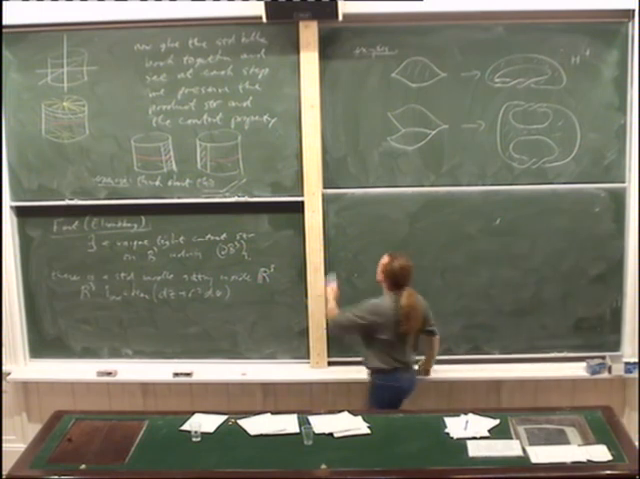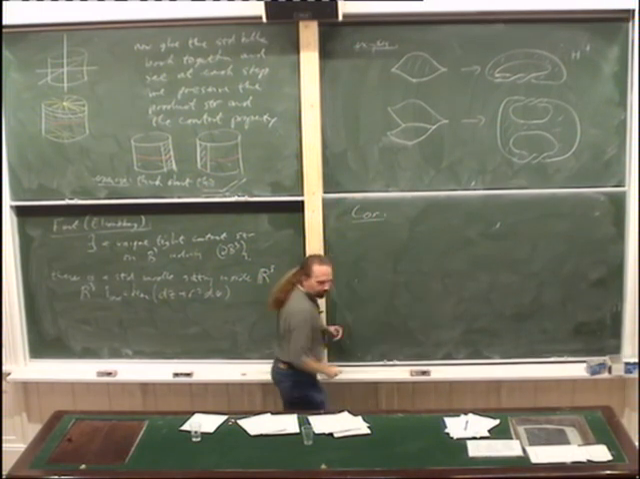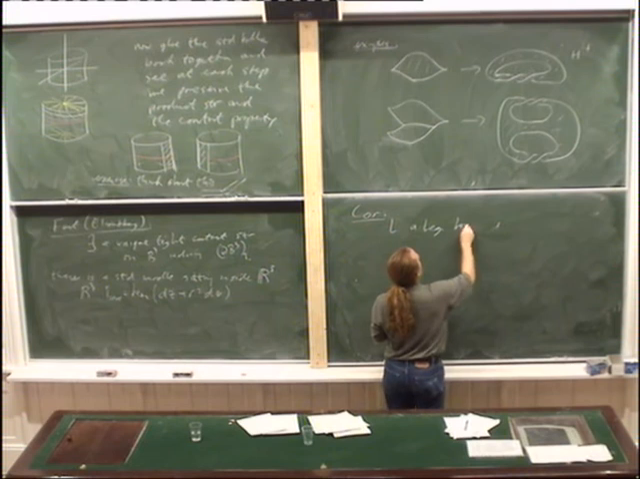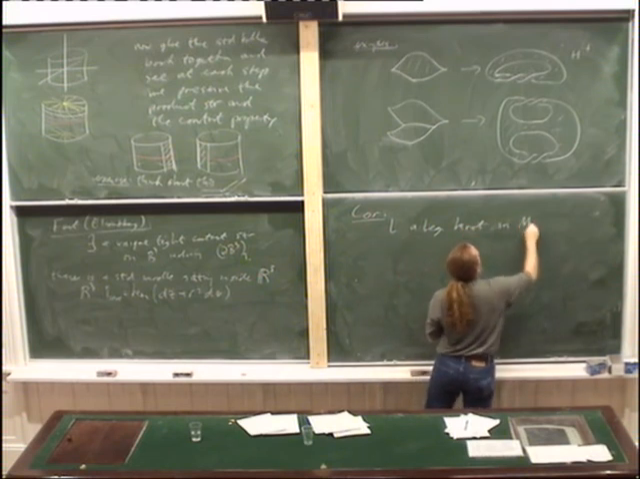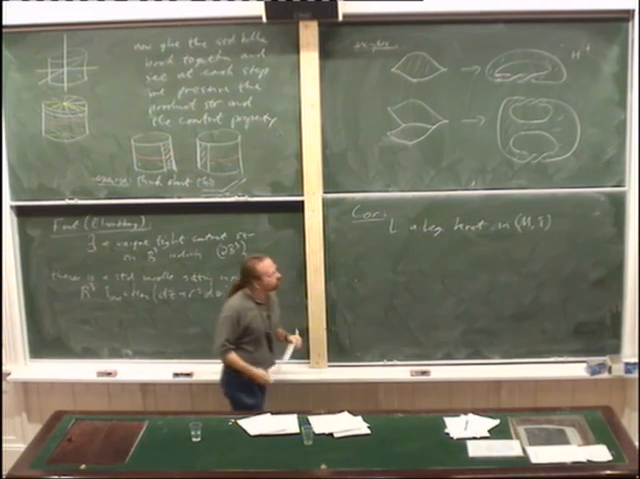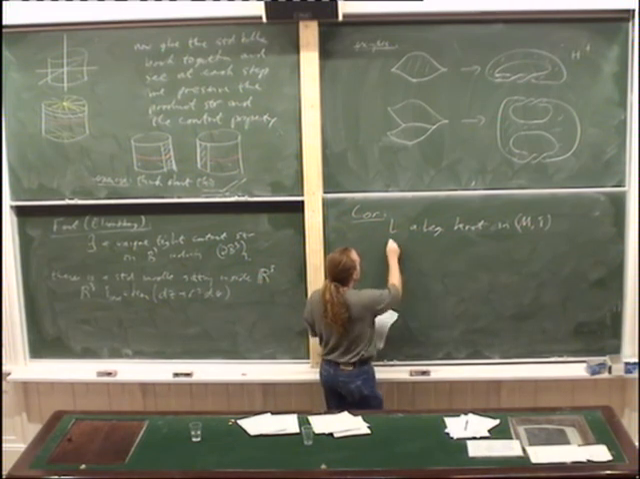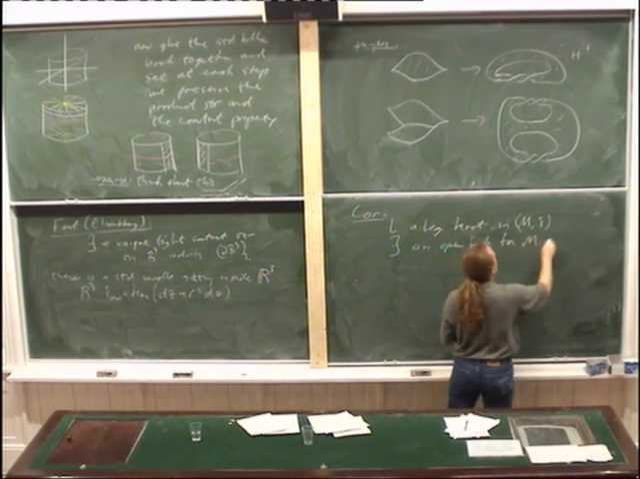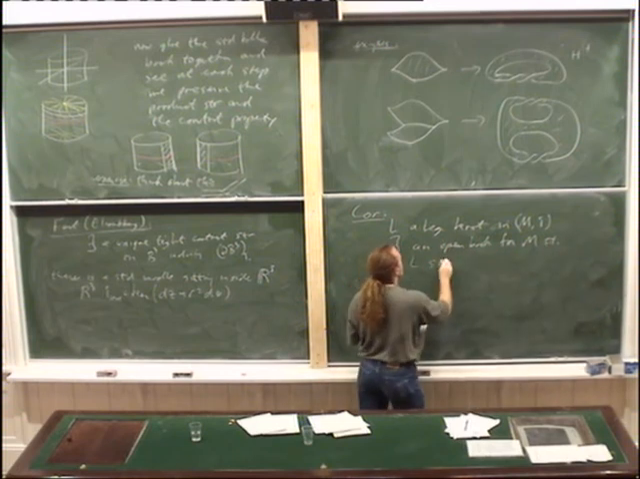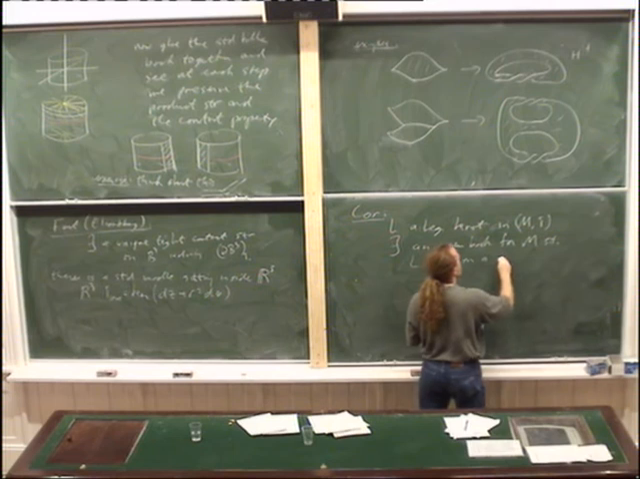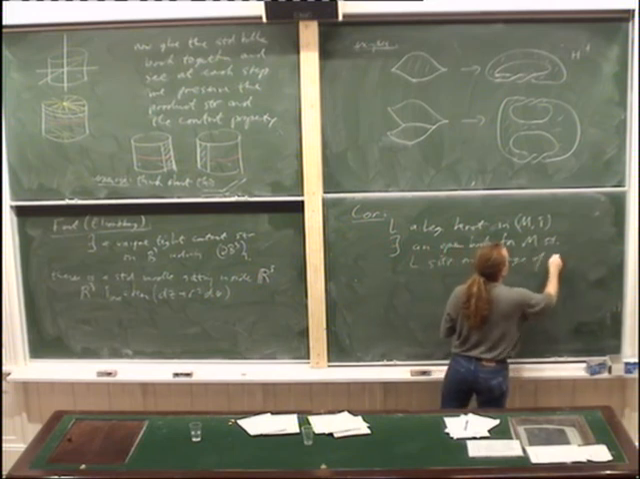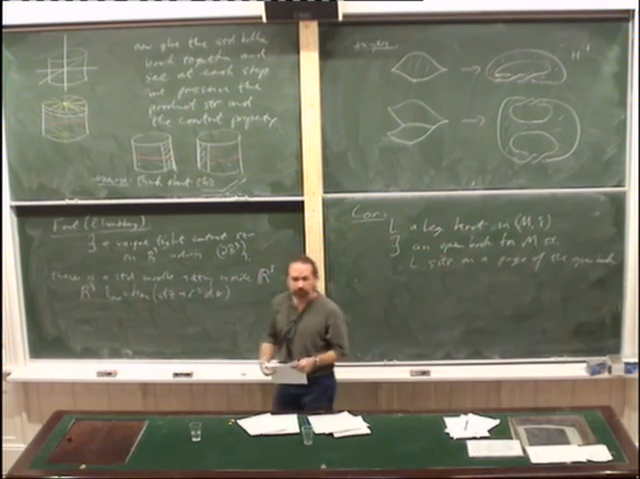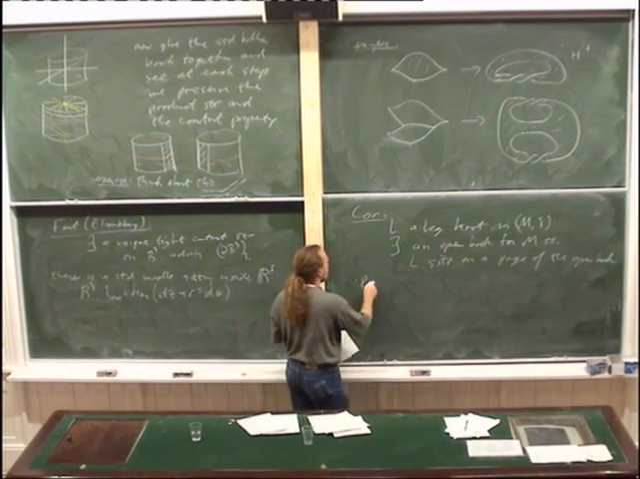But by seeing these two examples, we have the following really nice simple corollary. So L, a Legendrian knot in (M, ξ). So you have any contact manifold, you have any Legendrian knot in that contact manifold, there exists an open book for M such that L sits on a page of the open book. Okay. And of course the proof of this is immediate.